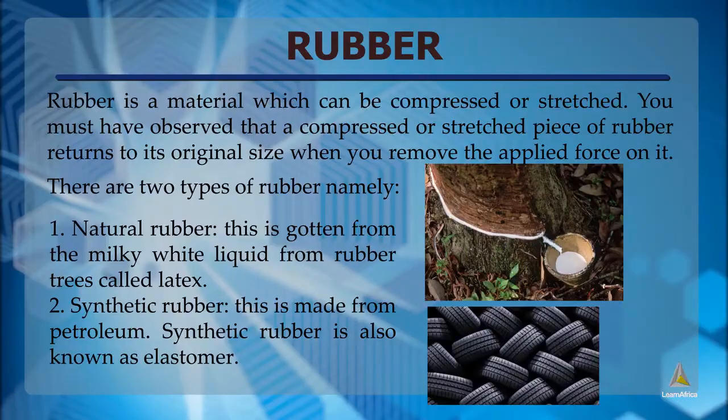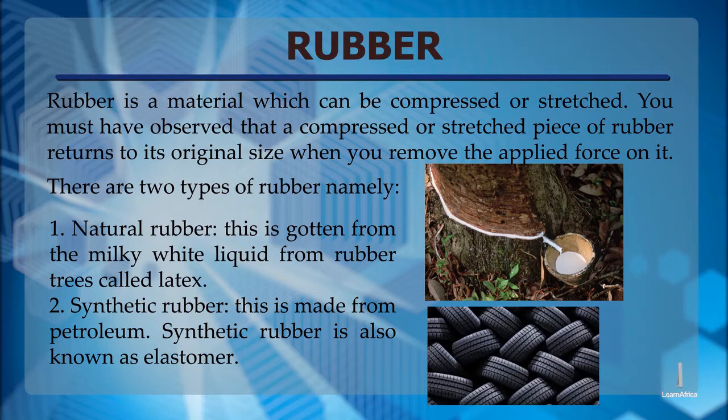We have looked at plastics and their properties. Now let's take a look at rubber and its properties. Rubber is a material which can be compressed or stretched. What I have in my hand is a product made from rubber. Once a force is applied to a piece of rubber, it stretches and increases in size and length. Once that force is removed, it comes back to its original size.